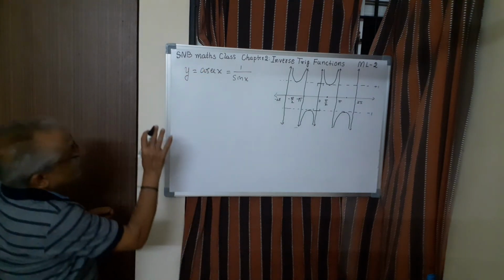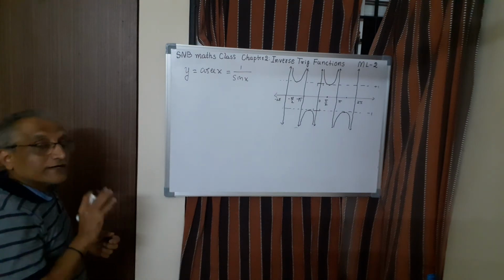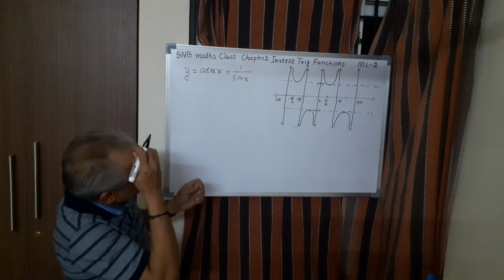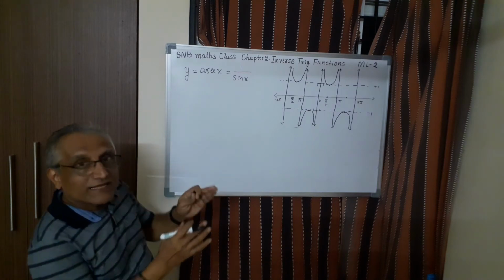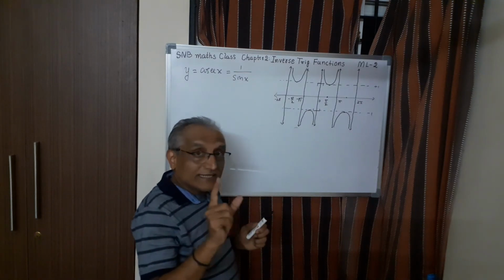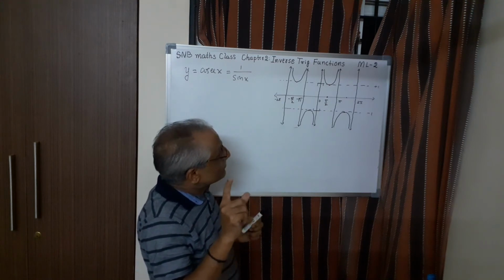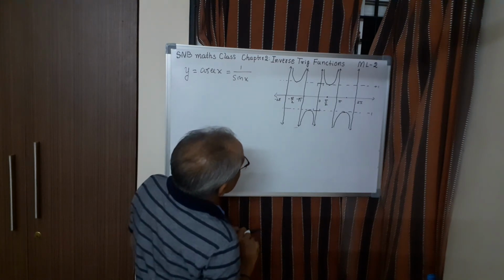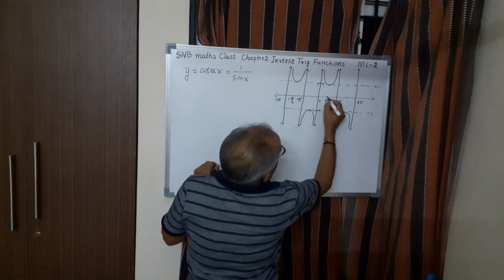Therefore, how to define the inverse function? What is the procedure? So wherever it creates problem, that we have to cut. So you can define the inverse like this. Now, what is the necessary condition? It should be made both 1, 1 and onto. So what we do is, this is pi by 2.